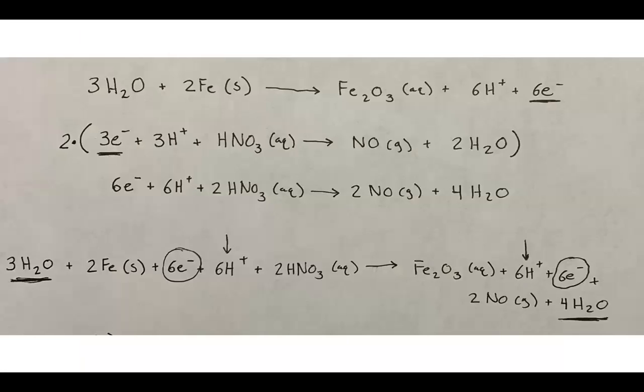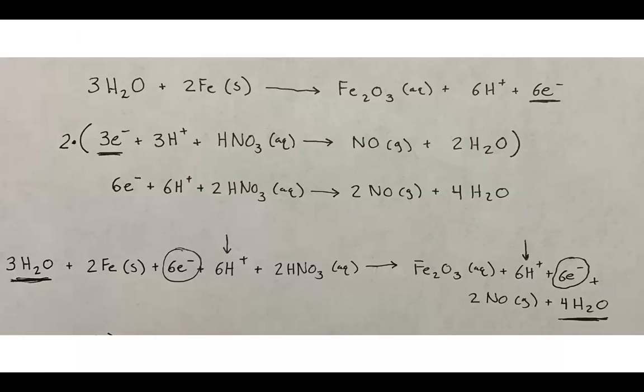Okay. Now what we'll notice is in the iron equation, we had 6 electrons on our product side, while in our nitrogen half reaction, the one that includes nitrogen compounds, there were 3 electrons on the reactant side. Because the electrons are on opposite sides of the equations, that's a good sign. That means we probably balanced or mostly balanced this correctly.